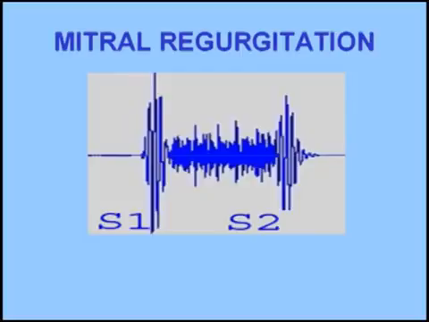This murmur extends all the way to the second heart sound, reflecting the significant gradient that exists between the left ventricle and the left atrium throughout systole.